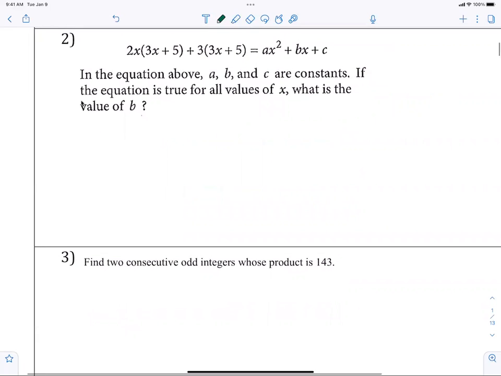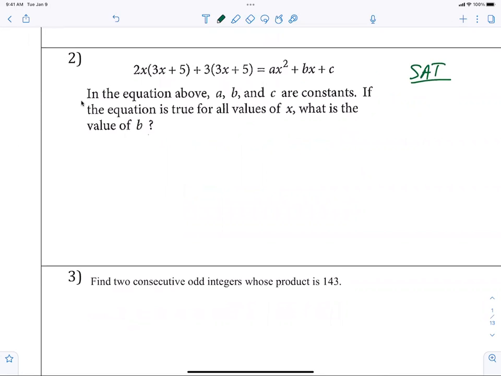Okay, in the equation above, this is directly off of the SATs. In the equation above, A, B, and C are constants. That just means they're numbers. If the equation is true for all values of x, what is the value of B? All right, so I'm trying to find B. So I need everybody to highlight B.